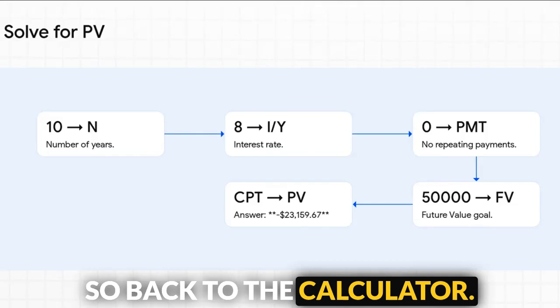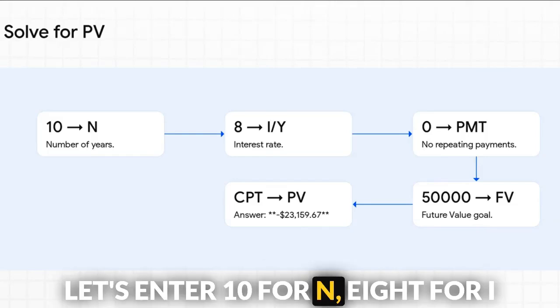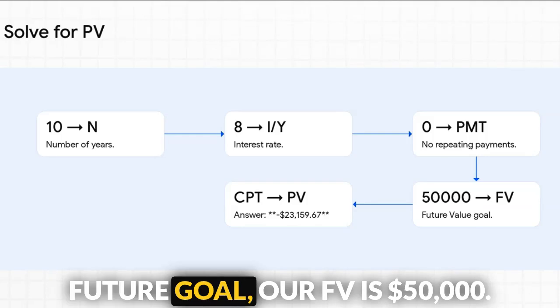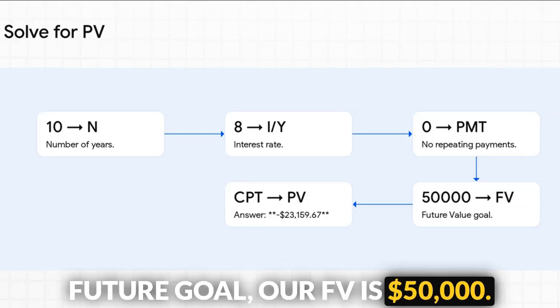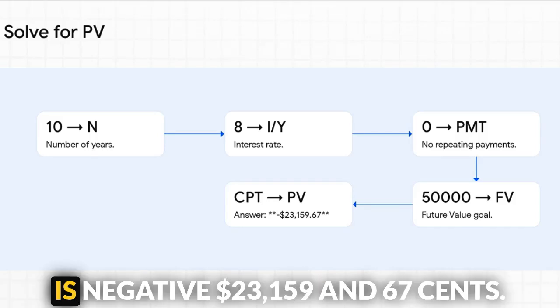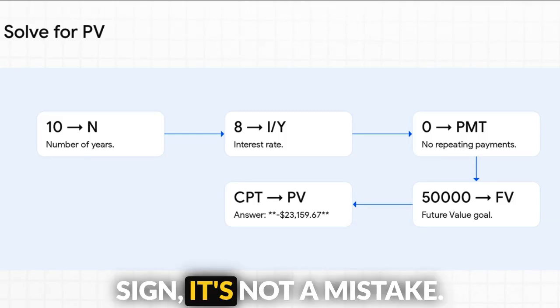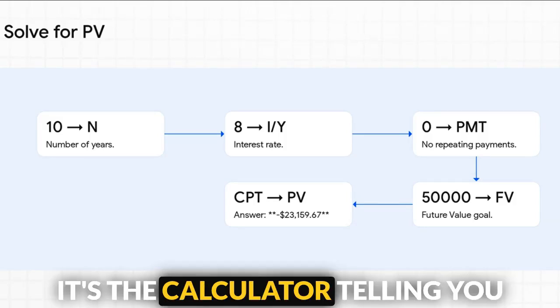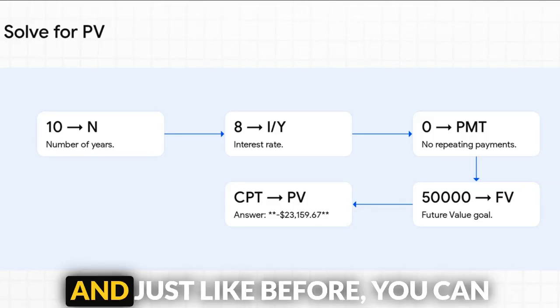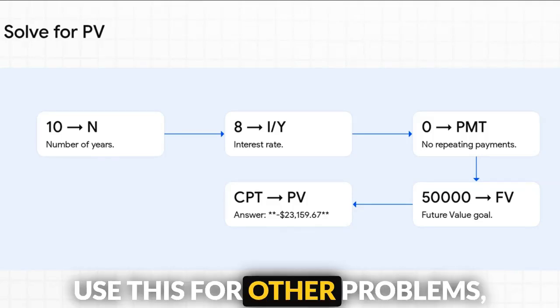So back to the calculator. Let's enter 10 for N, 8 for I/Y, 0 for PMT, and our future goal, our FV, is $50,000. Now, hit solve for PV, and the answer is negative $23,159.67. And see that negative sign? It's not a mistake. It's the calculator telling you, this is the cash you have to pay out today to reach your goal.